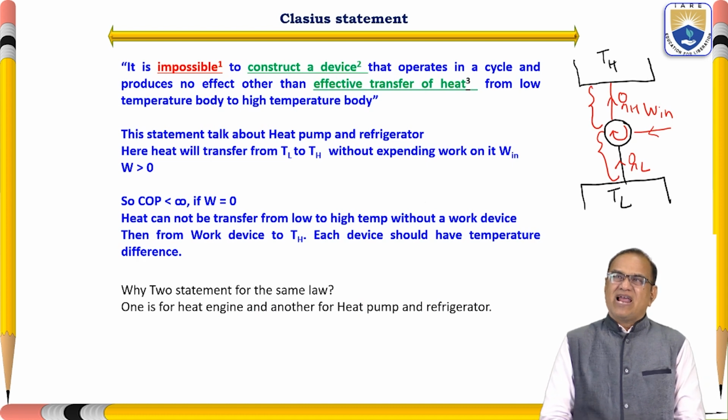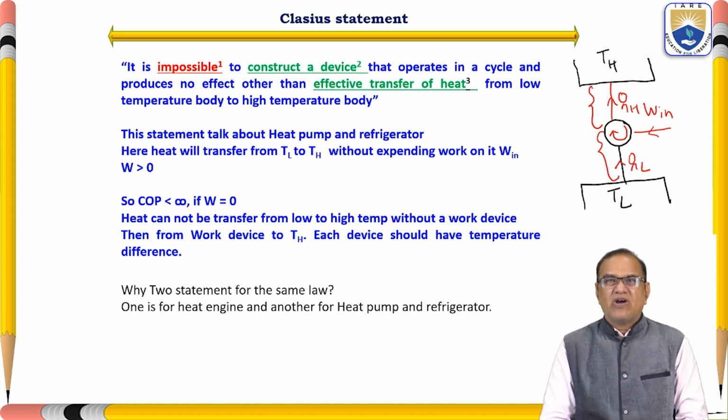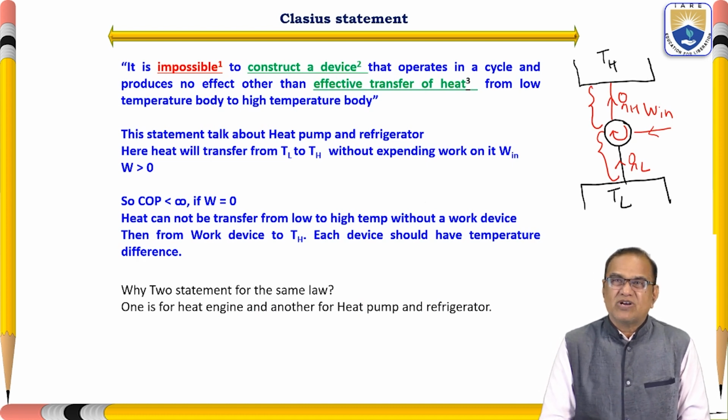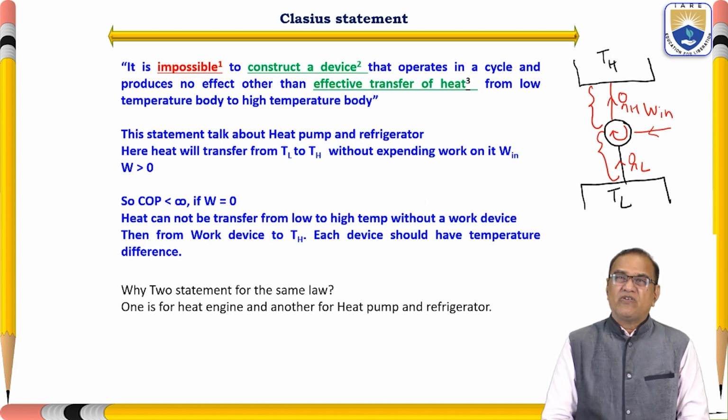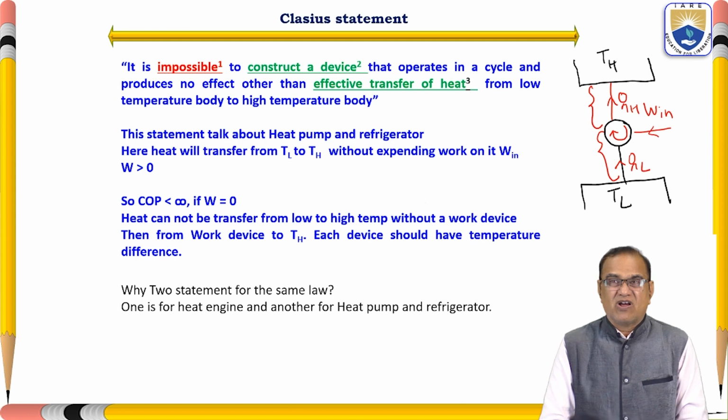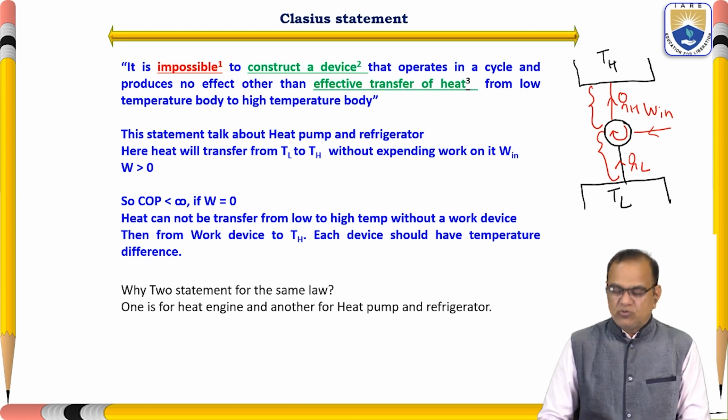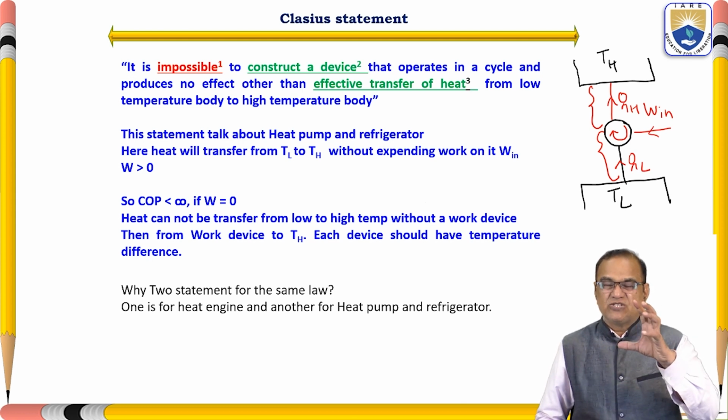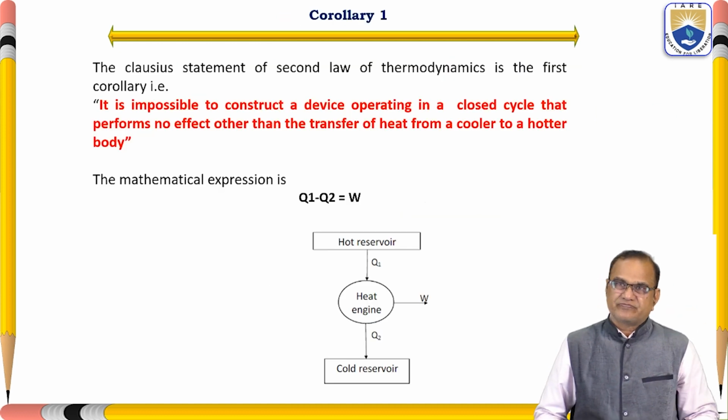Next is the Clausius statement. I have also explained it. It is impossible to construct a device that operates in a cycle and produces no effect other than the transfer of heat from a low temperature body to a high temperature body. This is used for refrigeration, air conditioning and heat pump.